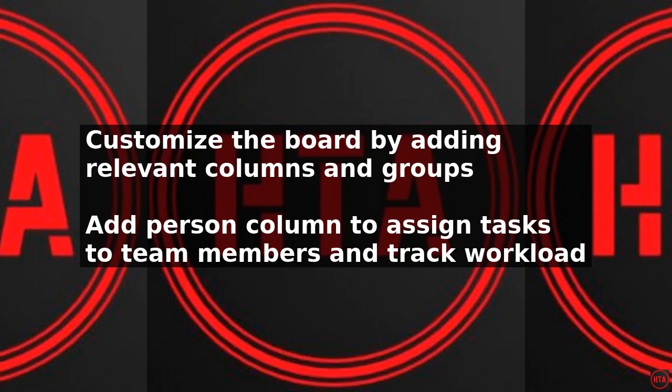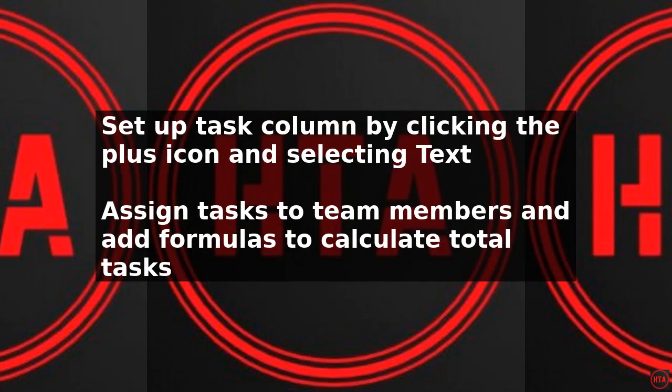To set up the task column, click on the plus icon at the top of the board and select Text. This will allow you to add tasks to the board and assign them to team members. You can also add a formula to calculate the total number of tasks assigned to each team member.